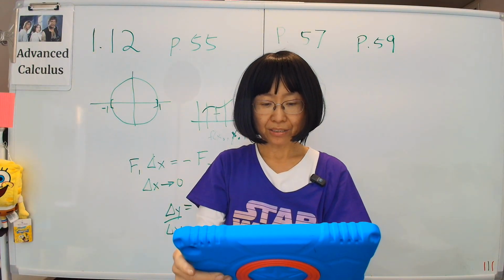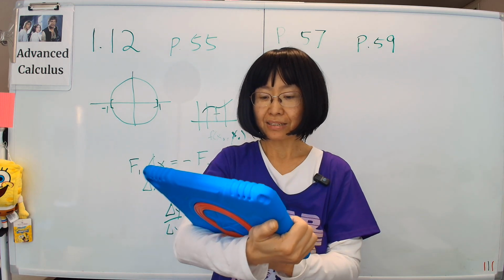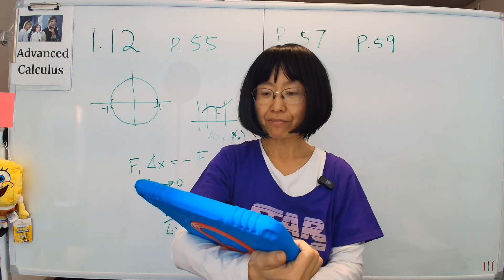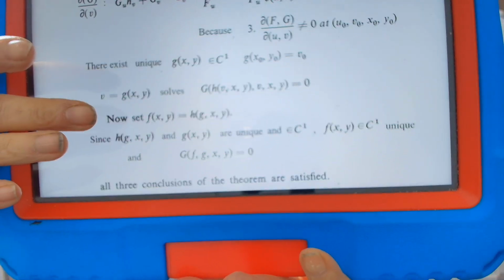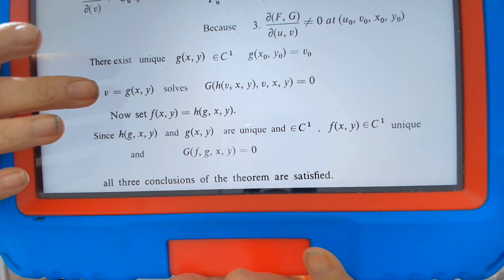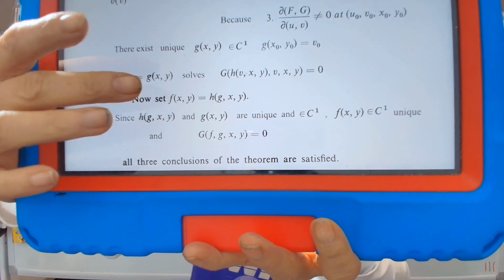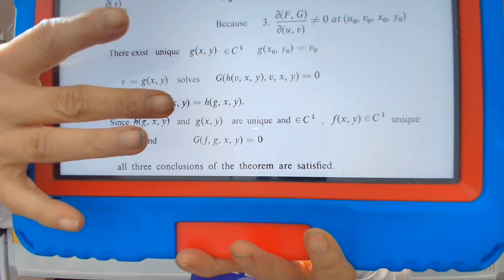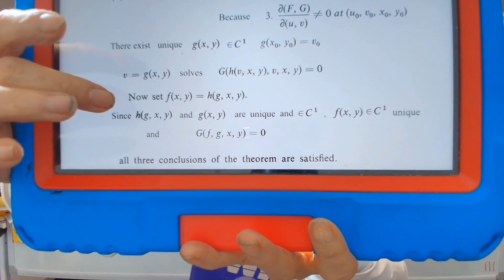Now we are going to set F equal to... we have already figured out H, right? What was H again? H was U, right? And then we're going to plug this V, which is only in terms of X and Y, into the H. So now H is going to be called G(X,Y). And we'll call that F.